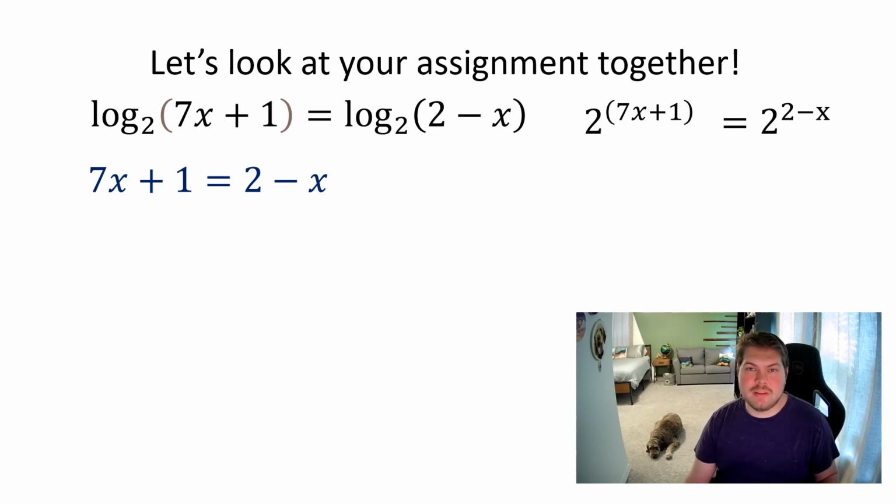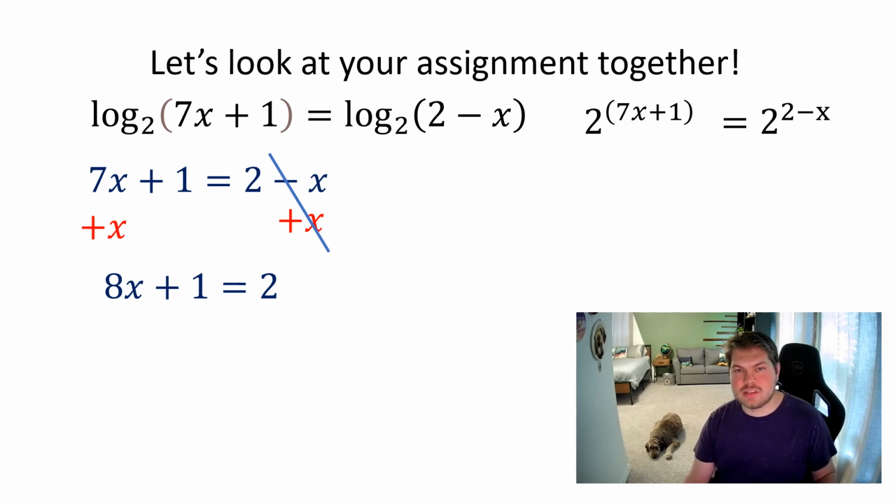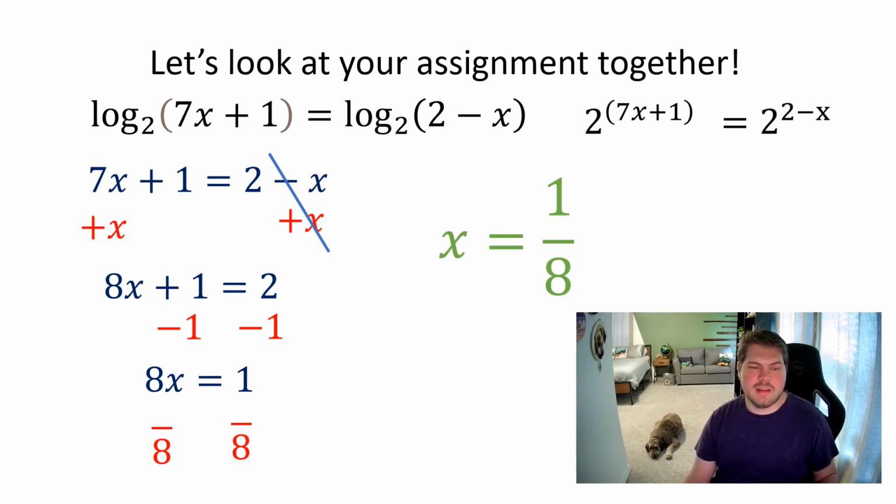I started with moving the x to the left. You can do it a couple different ways. And so I got 8x plus 1 equals 2. And then I just subtracted 1. And I got 8x equals 1. And then I divided by 8. And we get x equals 1 over 8. So hopefully this one, super easy, helped you get that out of the way so you can work on the slightly harder ones that involve factoring.